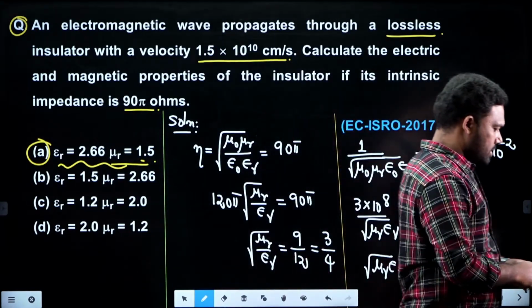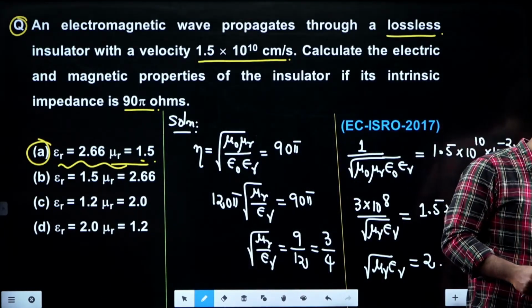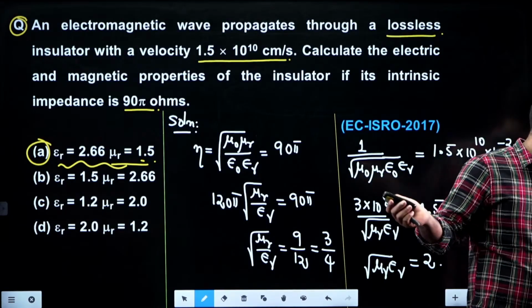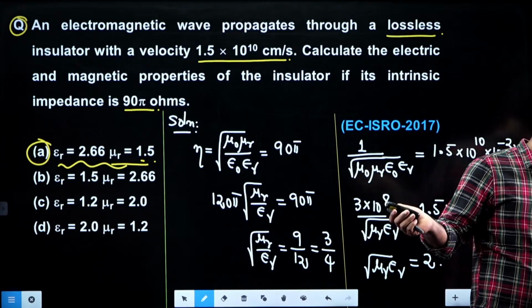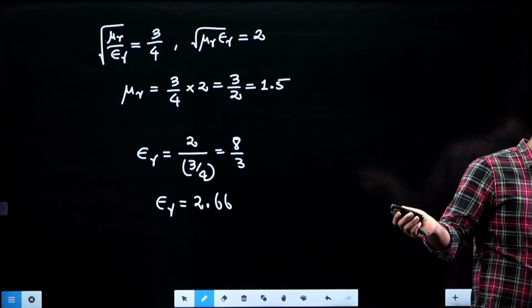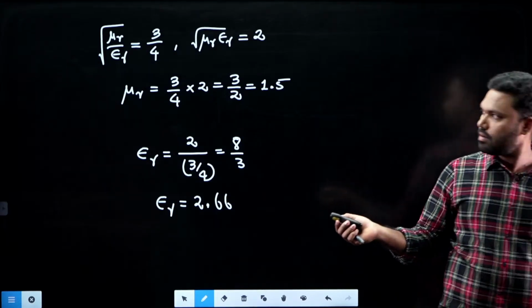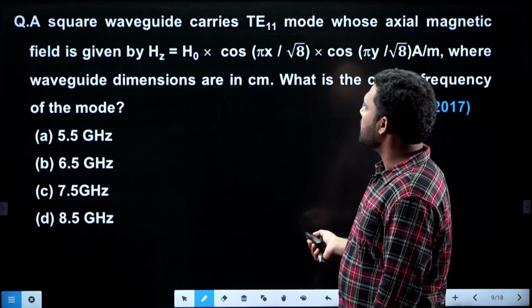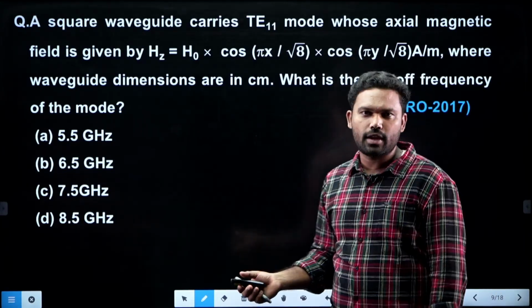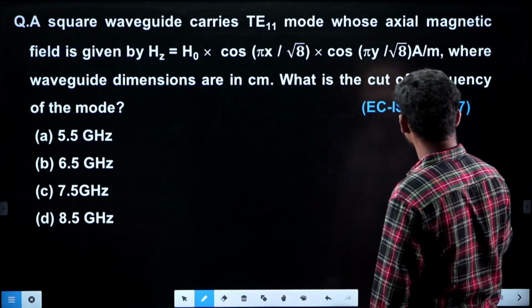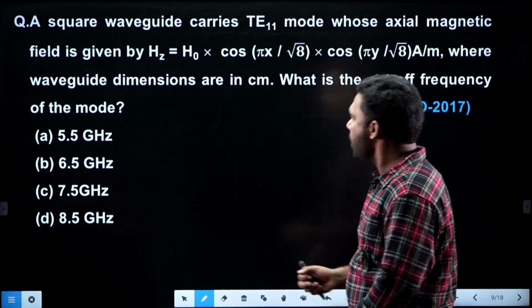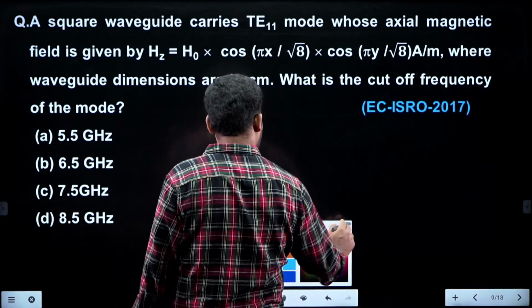Okay, guys. Yes. Now, observe the next question and try to answer that one. Here is the next one, again on the waveguides. So it is on the square waveguide.